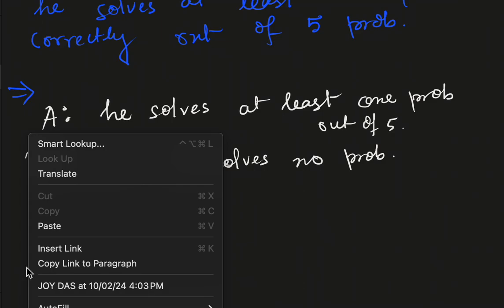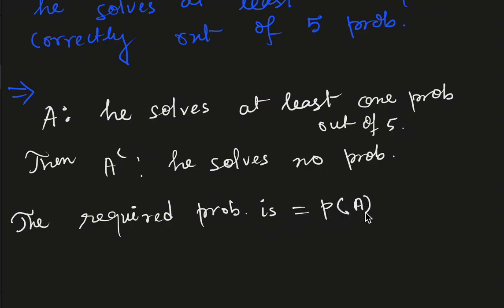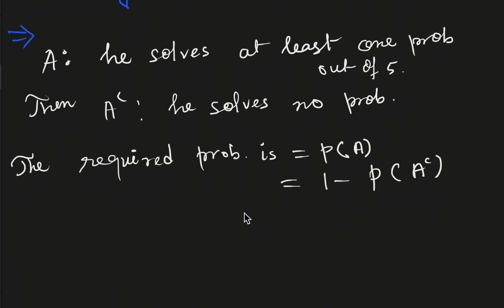So the required probability is equal to P(A) equal to 1 minus P of A complement, right?